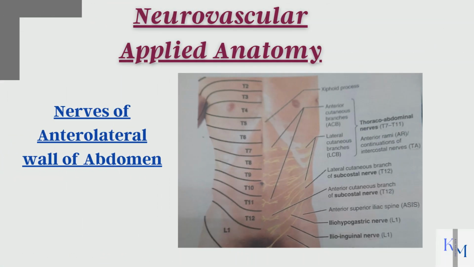Now some basic concepts about the neurovasculature of the abdomen. We know that the nerve supply of the abdomen comes from the lateral and anterior cutaneous branches of the thoraco-abdominal nerves and the subcostal nerve, the ilioepigastric nerve, and the ilioinguinal nerve. These supply the muscles of the anterolateral abdominal wall and the overlying skin as well.